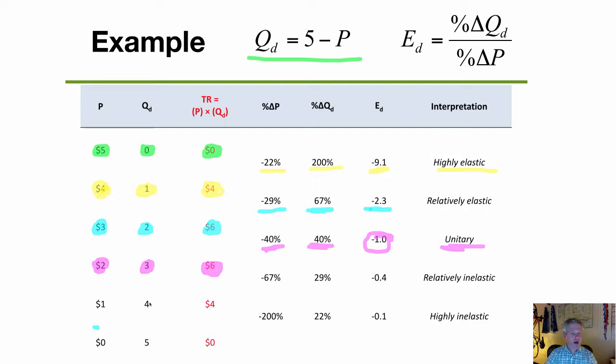Price is 1, quantity is 4. That's a revenue of 4. 67% change in price, 29% change in quantity demanded, -0.4 elasticity of demand. Now notice we're relatively inelastic. We are closer to 0 than we are -1. We are in between that. All right, getting more positive with the number. And then at a price of 0, the quantity demanded is 5. So the revenue again is 0 because you're not making any money off of it.